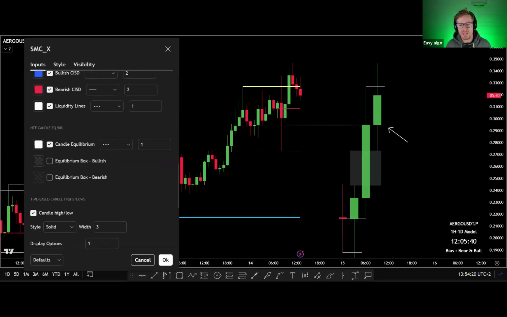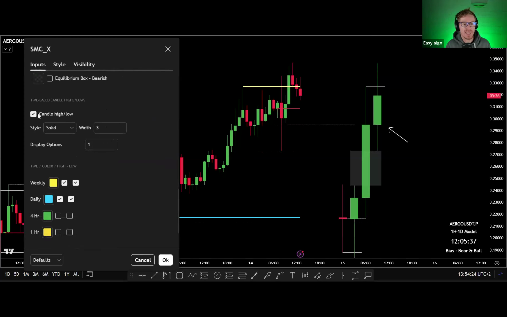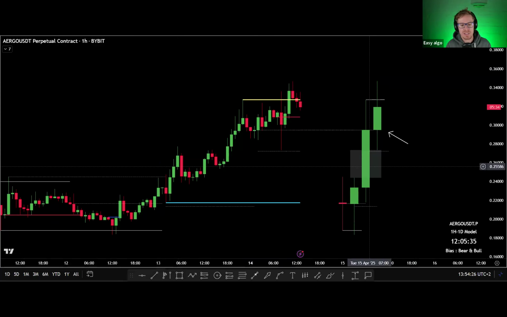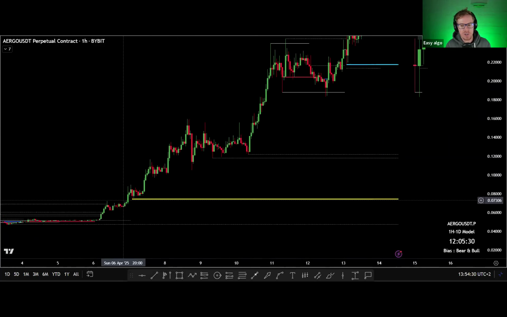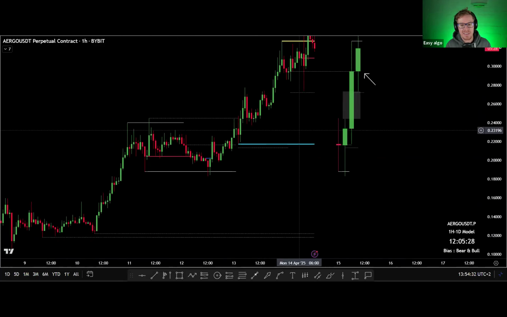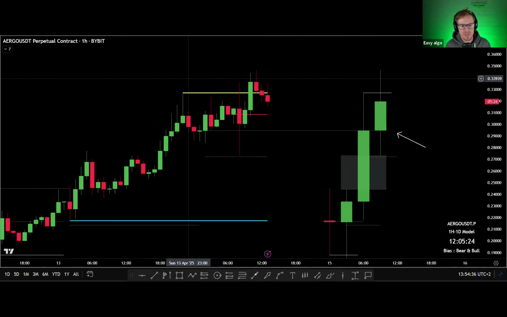The tool just really makes it so much easier. Then over here, we've got the candle highs and lows. And as you can see, we've got the weekly down here. So this is the weekly low, the previous week low. And then this is the previous week high. You can see over here.